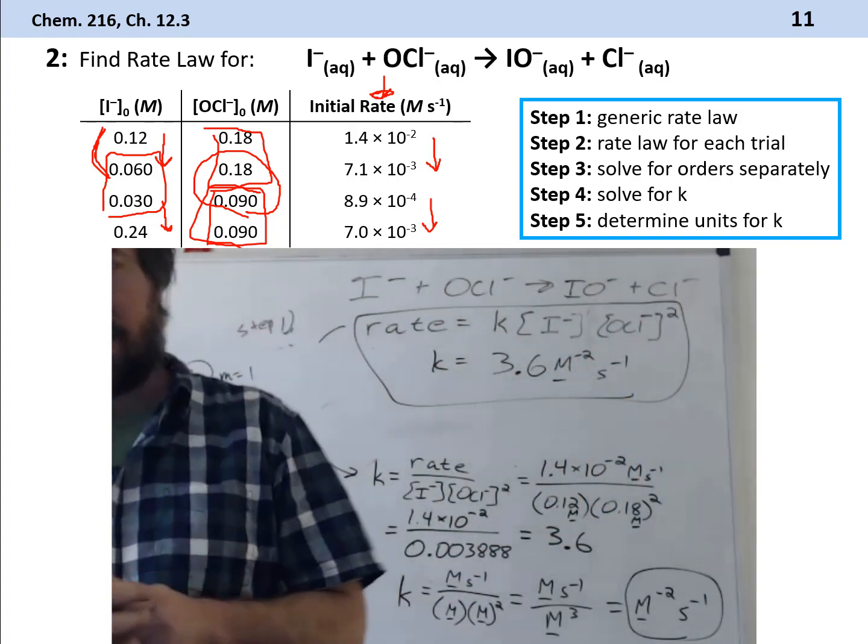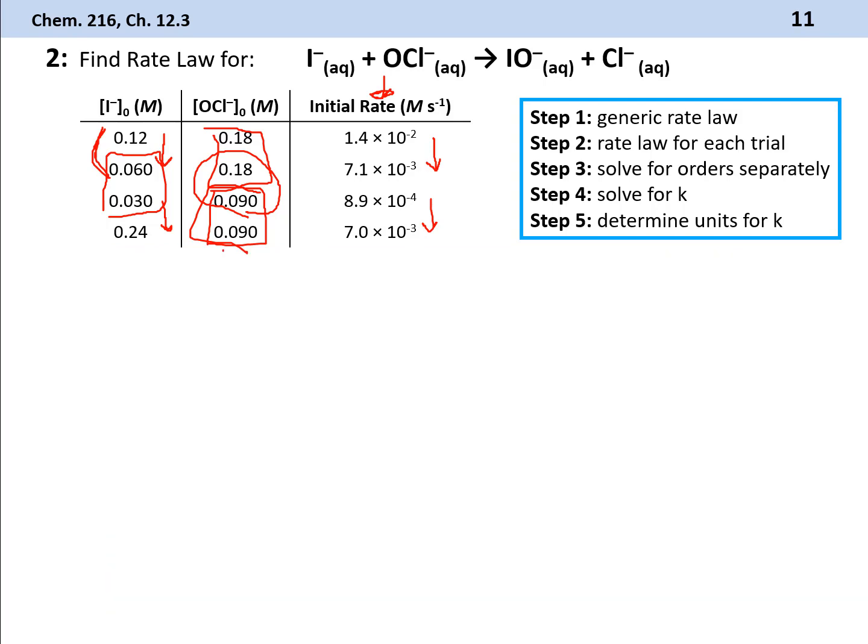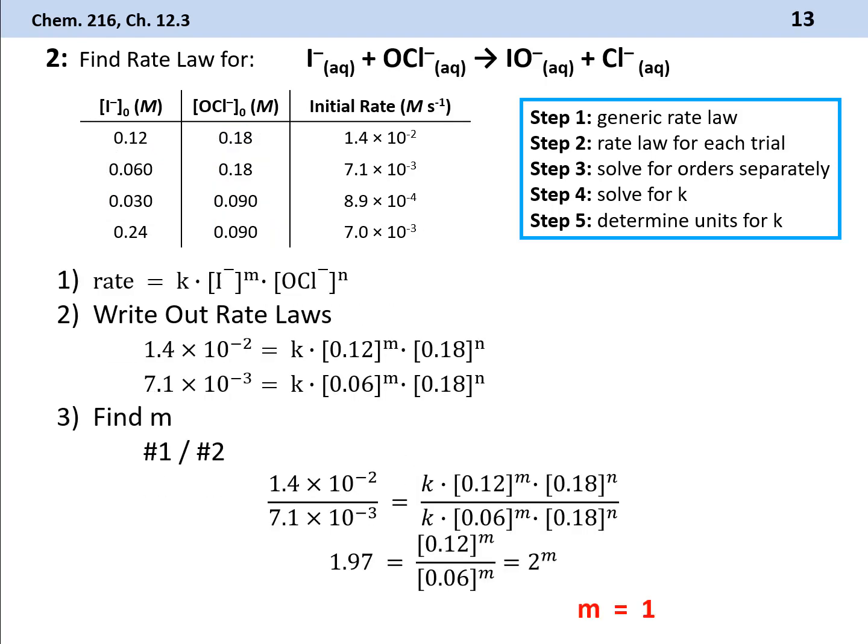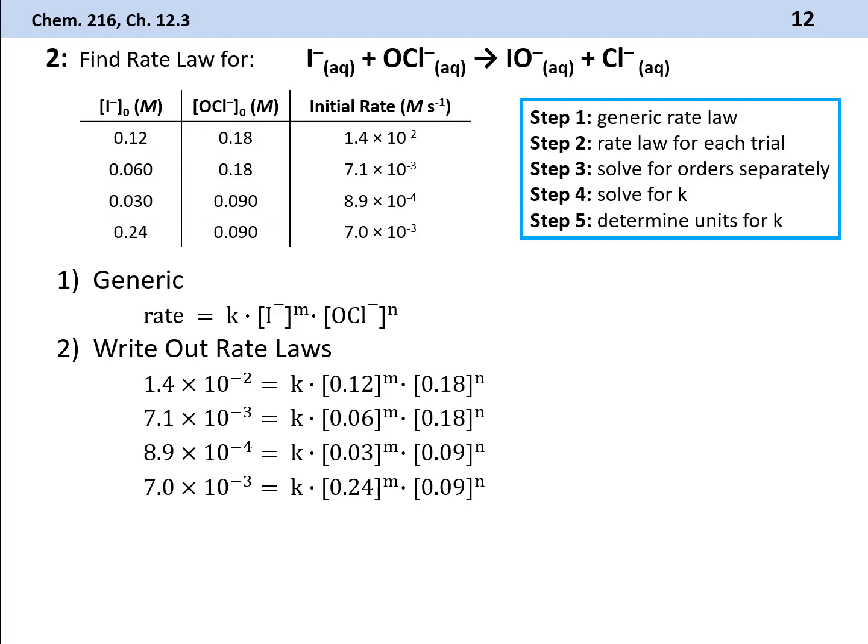Let's go ahead and look at this on the screen just to make sure we understand it. First thing we do is we write out a generic one where we put m and n. Notice the generic doesn't include anything to do with the products. I never talked about IO minus. Now, I use all this data to come up with 4 equations, one for each different trial.